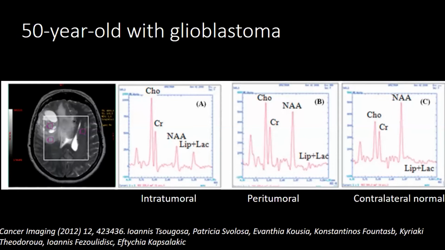to somebody with glioblastoma, as you can see here, the intratumoral is similar. Now you do have lipid and lactate because of the necrosis, but in the peritumoral area, it has a similar pattern as in the intratumoral. That means the choline is high, the NAA is decreased, maybe not as much as the primary tumor, because you can see in the contralateral part that there is a little bit more of the NAA.